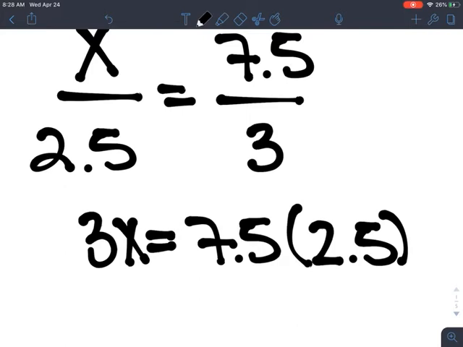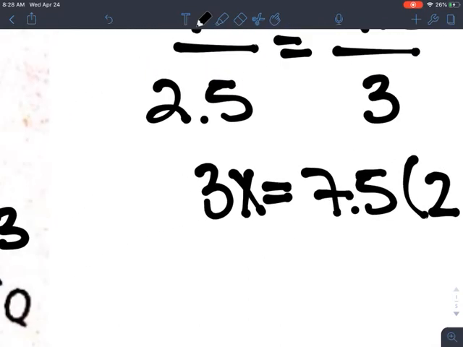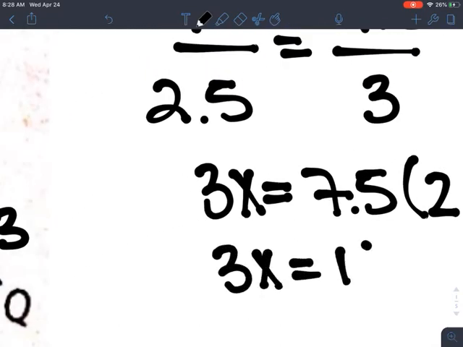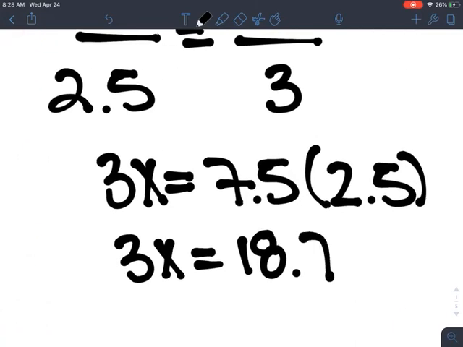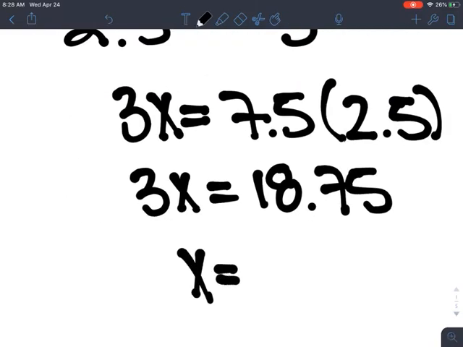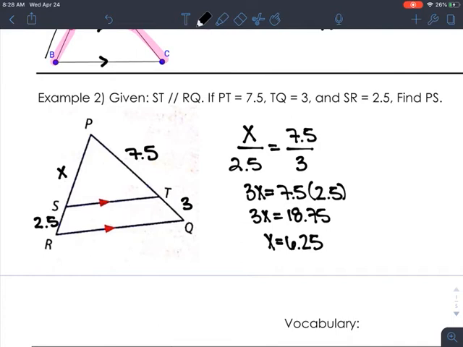Okay, so 7.5 times 2.5 gives us 18.75. So we have 3x is equal to 18.75. And then you divide out that 3, and we get x is equal to 6.25. And because what we're looking for is PS, and that's what x represents, that's our answer.